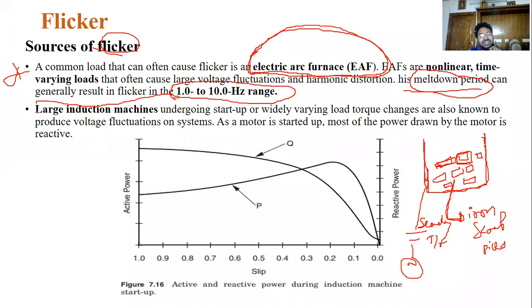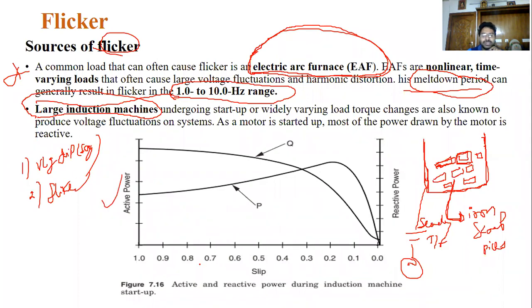So the second case is large induction motor machines. Large induction machines lead to two effects: voltage dips or sag, and also flickers. Now see this graph waveform. This is the active and reactive power while the induction motor is starting. You know these curves, the active power as well as the reactive power curves.